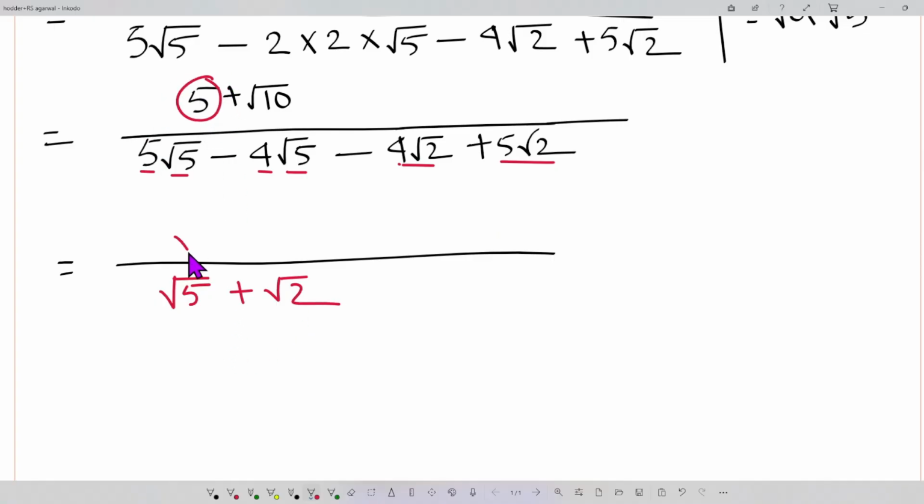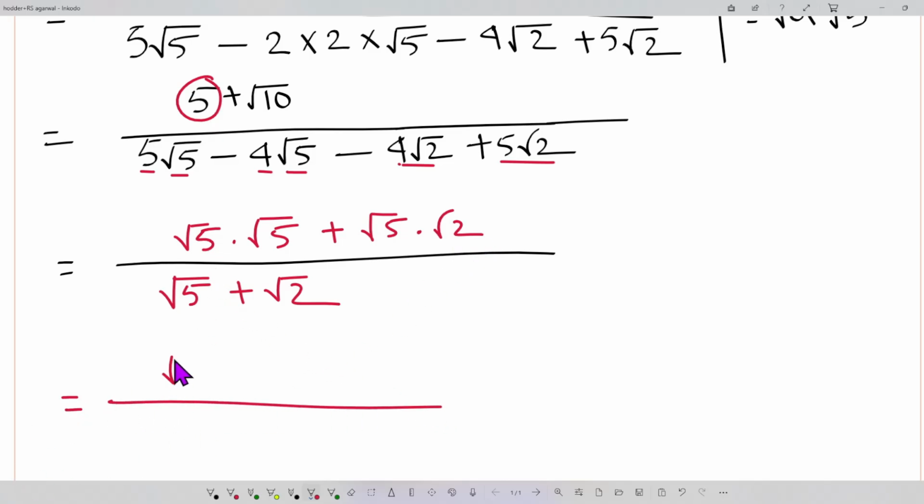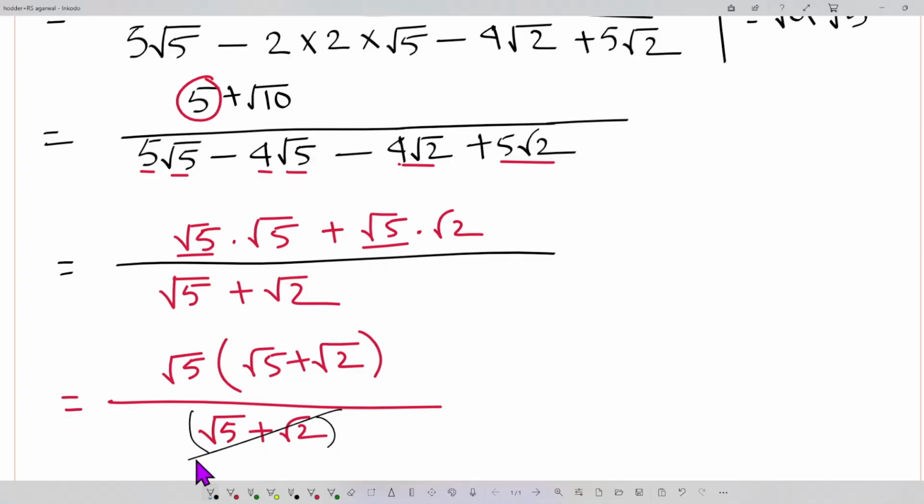This 5 we can write as √5 times √5, plus this √10 we can write as √5 times √2. Now from here we can take √5 common, so we get √5(√5 + √2). Here is √5 and √5, and below in the denominator √5 + √2. So finally we can divide this fraction by √5 + √2. Finally we get √5.